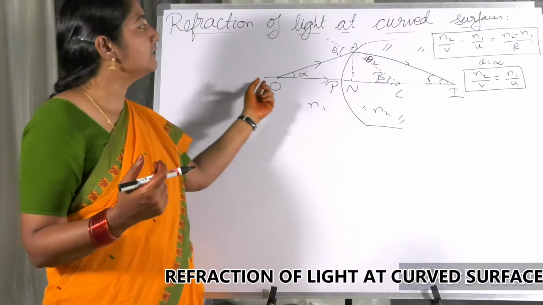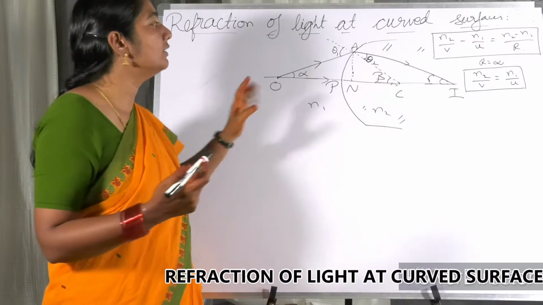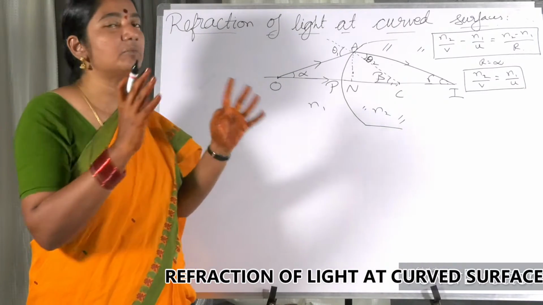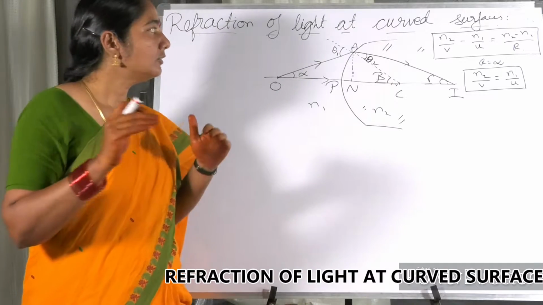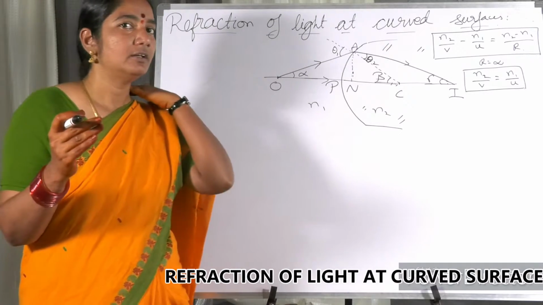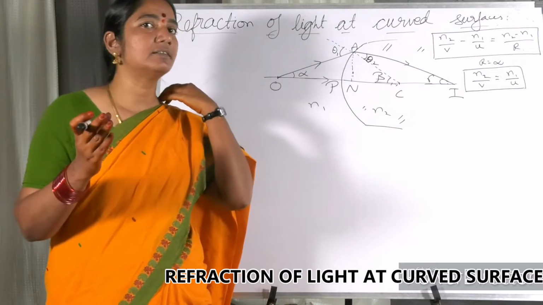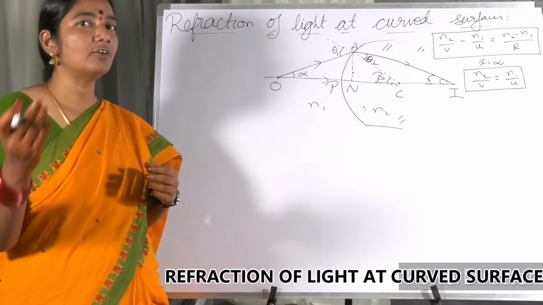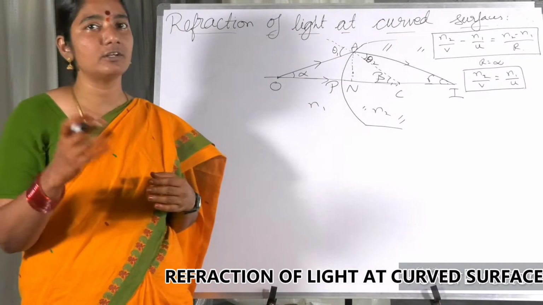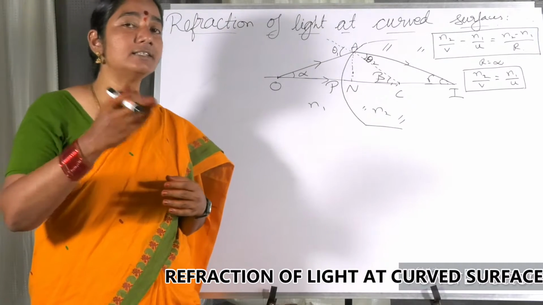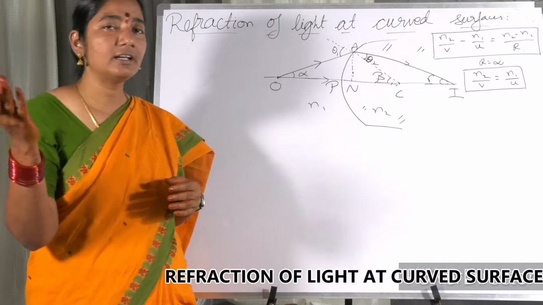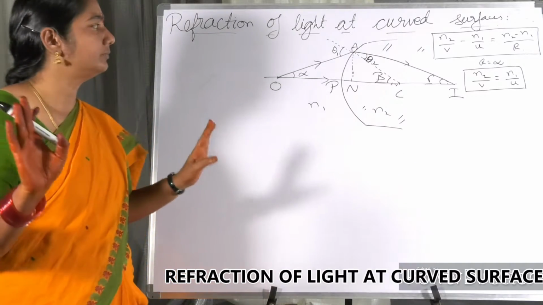Next, the object distance, the image distance and the radius of curvature. We are going to derive the relation between these quantities. We are going to do a small derivation. So, already you know, when we discussed mirrors, we know what the center of curvature is, what the focal length is, what the principal axis is, what the normal is, what an incident ray and a refracted ray are. The same thing exists here also.